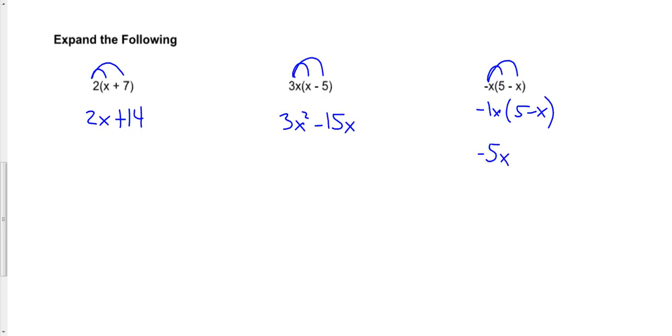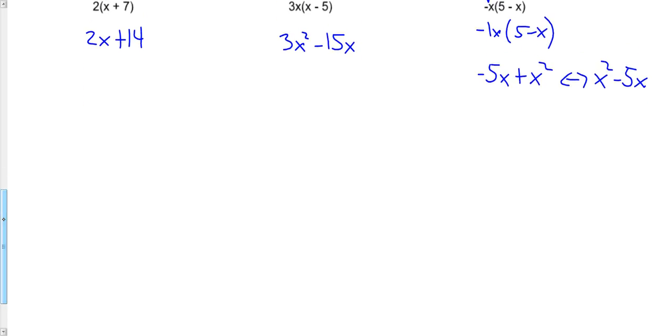And then negative 1x times negative x, the two negatives end up making a positive. So negative 1 times negative 1 gives us positive 1, and then x times x gives us x squared. So we end up with negative 5x plus x squared. Now this you can also write as x squared minus 5x, and both of those are correct. Okay, so that's just a quick review of expanding and collecting like terms.